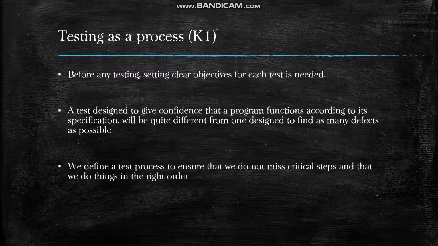We define a test process to ensure that we do not miss any critical steps and that we do things in the right order. We sometimes need to prioritize things, because sometimes we have several things to test and we need to do it in some sort of order. And of course, the order is important. So this is why testing is a process, and the process is in place to make sure that we don't skip any important part.